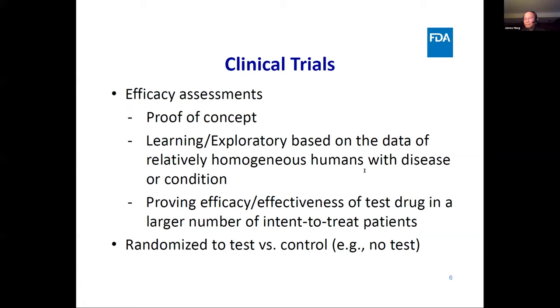As we all know, for efficacy assessment, clinical trials are often divided into the well-known four phases, phase 1, 2, 3, 4. However, the lines between the phases are increasingly vague. Essentially, for efficacy assessment, it is probably prudent to group clinical trials into three groups: the trials providing proof of concept, and trials for learning, exploring efficacy based on the data of relatively homogeneous humans with disease and conditions, and trials for proving efficacy or effectiveness in a larger number of intention-to-treat patients.